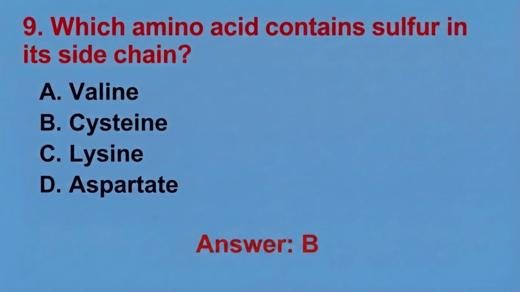Why are the other options wrong? Option A, valine, is a branched-chain amino acid with a non-polar side chain and does not contain sulfur. Option C, lysine, is a basic amino acid with a positively charged side chain but does not contain sulfur. Option D is wrong because aspartate is an acidic amino acid containing a carboxyl group rather than sulfur.